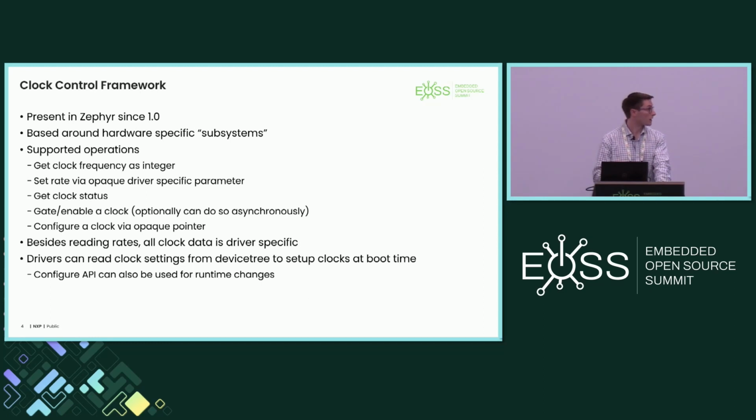And then you can configure a clock via an opaque pointer, which is kind of a catch-all method of doing additional settings with clocks. Besides reading rates, though, all data is kind of driver-specific, so there's not as much enforcement here. Drivers can then also read clock settings from device tree to set up clocks at boot time. You'll see this being done a lot for root clock sources, things like PLLs being read from some sort of device tree configuration. And then, again, the configure API is kind of a catch-all. You can shim a lot of stuff in here to accomplish a lot of different configurations with clocks right now.